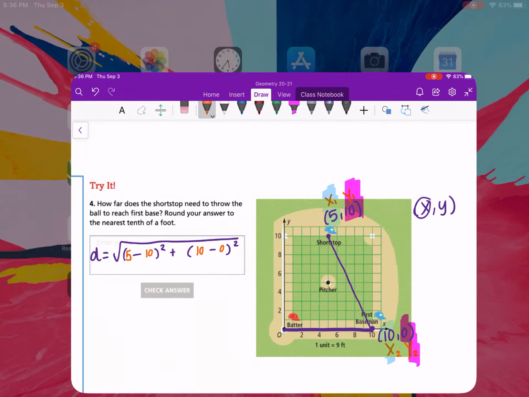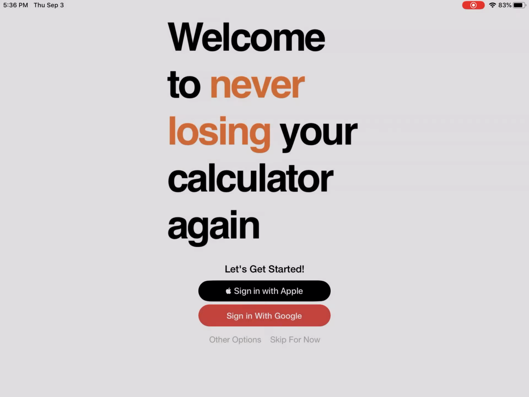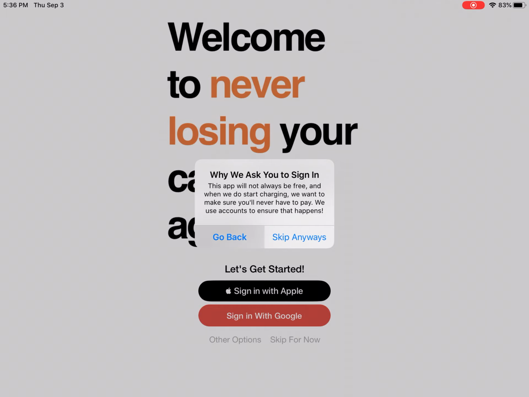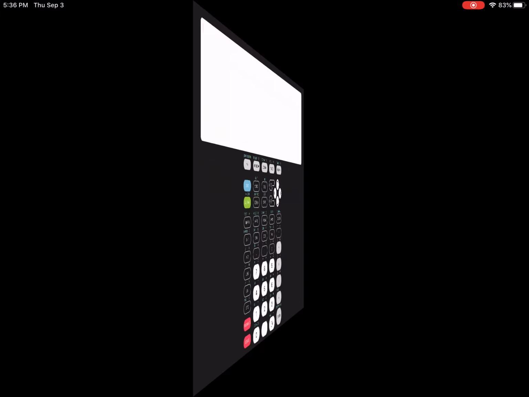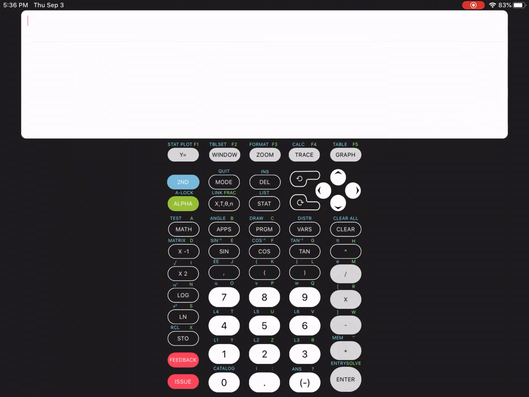So I'm going to pull up my Calculate 84 app. Again, I recommend you get this app, or you use Desmos online, whichever one you prefer. I'm going to type in second, x squared to get the square root symbol. And then I'm going to type exactly what I see on my paper. So I'm going to type a parenthesis, 5 minus 10, parenthesis.